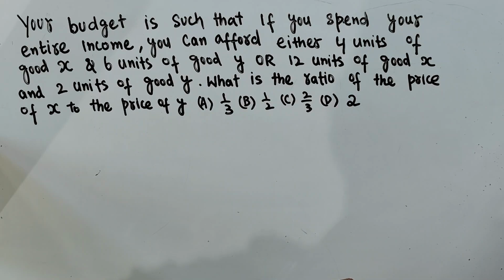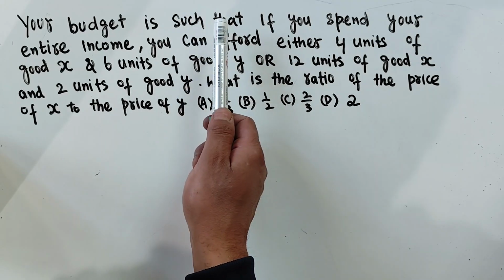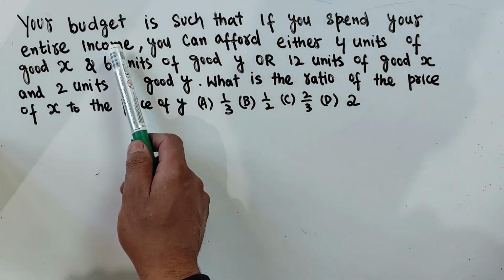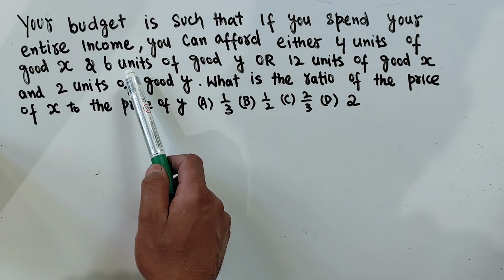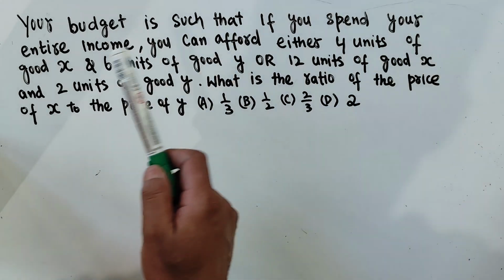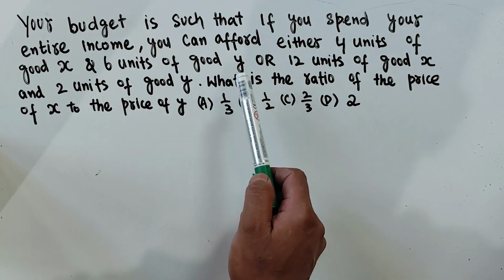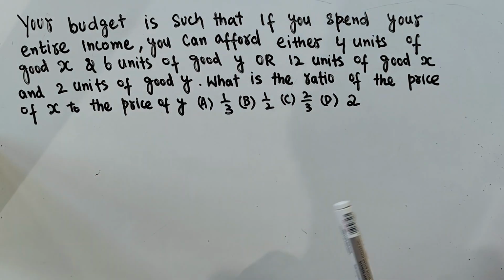Let us solve a question on price ratio. The question is, your budget is such that if you spend your entire income, you can afford either 4 units of good X and 6 units of good Y, or 12 units of good X and 2 units of good Y. What is the ratio of the price of X to the price of Y? The options are being given. We need to find the correct answer.